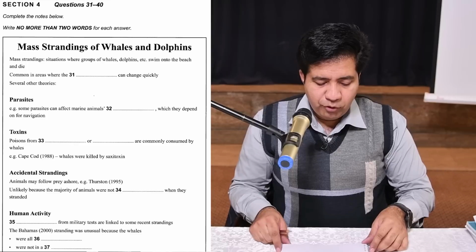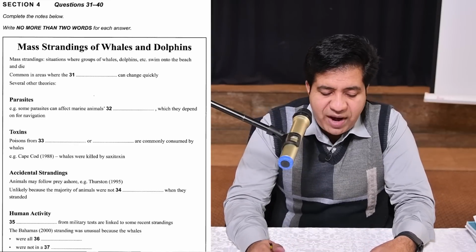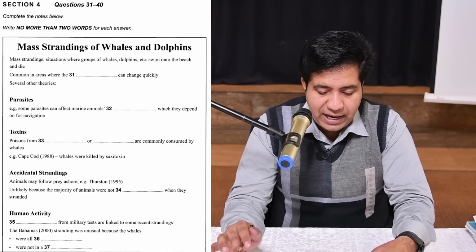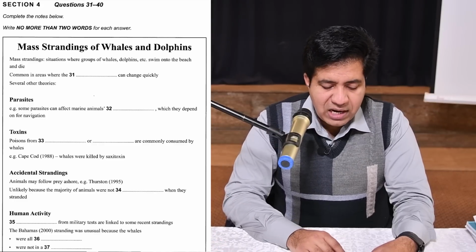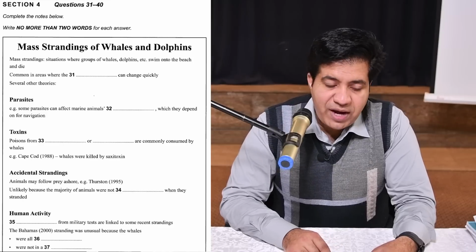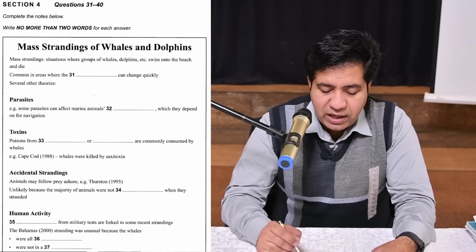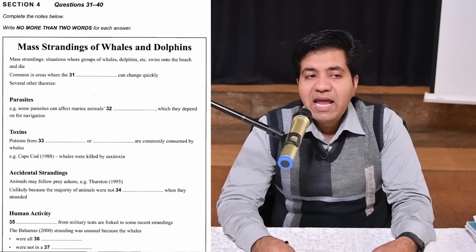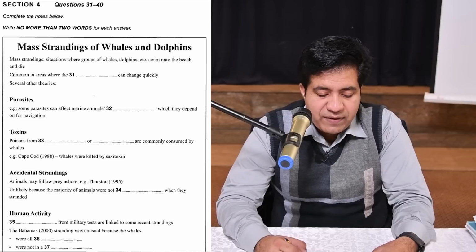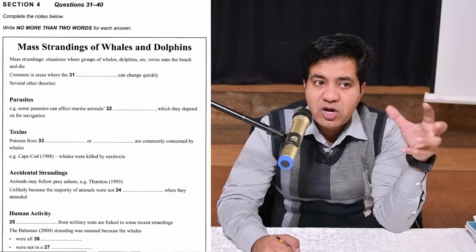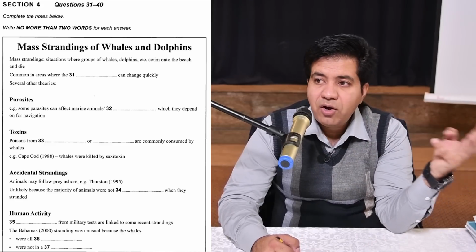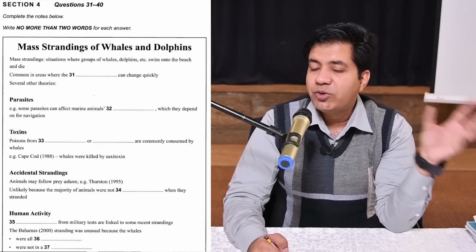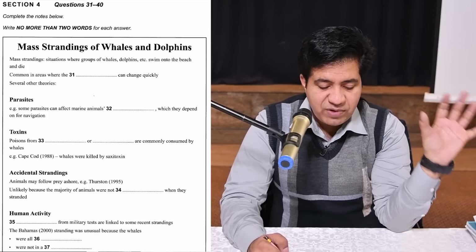Question number 34, please. Now, it's accidental stranding, and before that they have mentioned 1995 and all that. So question number 34, accidental strandings are unlikely because the majority of animals were not dash when they stranded. It can be an activity. Majority of animals were not, for example, were not sleeping, were not swimming, were not waking when they stranded. So the answer is a verb, and see which verb is that.